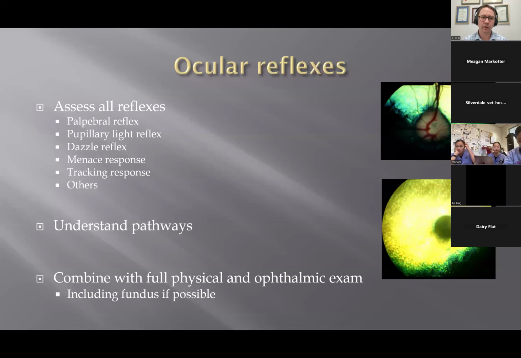So when it comes to ocular reflexes, there's a core group, which I think are valuable in all cases. There's a few others as well, which can be useful, but I don't necessarily do in all patients. But really, I think the core group are the palpebral reflex, where you see if they're able to blink to a tactile stimulus, pupillary light reflex, both direct and indirect, dazzle reflex, menace response, and tracking response. And we'll cover most of those in a bit more detail in the upcoming slides. There are others that you can use.